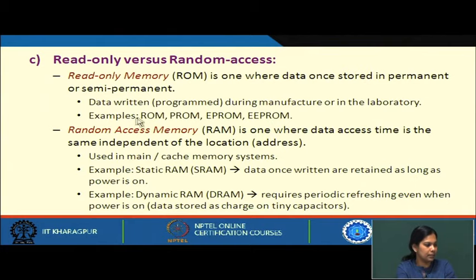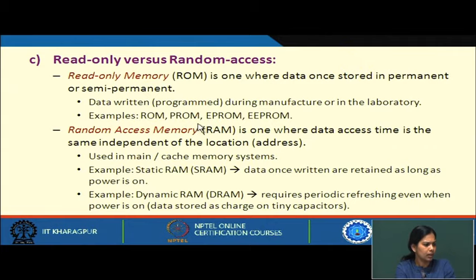The examples are ROM, read-only memory, PROM, programmable read-only memory, EPROM, erasable programmable read-only memory, and EEPROM, electrically erasable programmable read-only memory. These are all classes of read-only memory where the data is written or programmed during the manufacturing process, but it can be changed with progress. So ROM came first, then PROM, then EEPROM and so on.